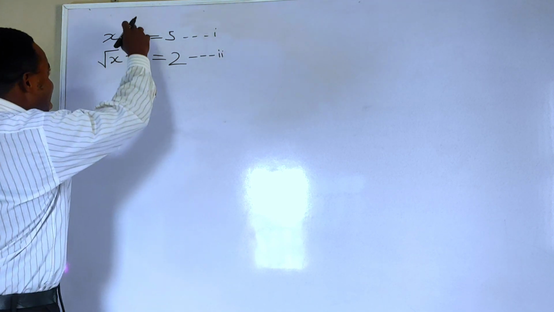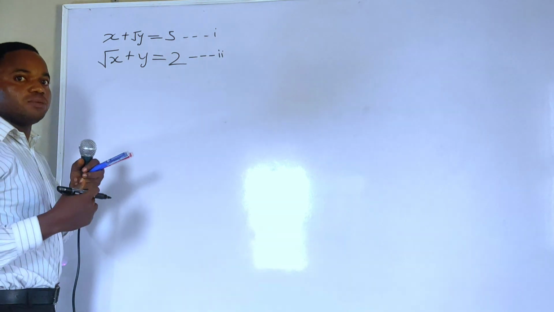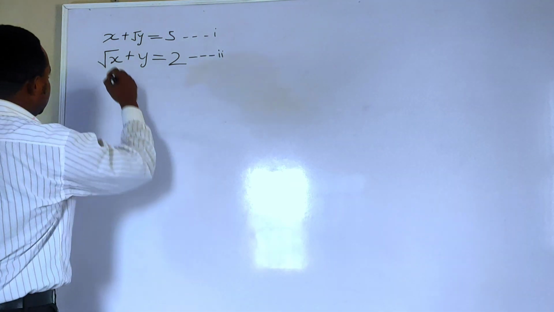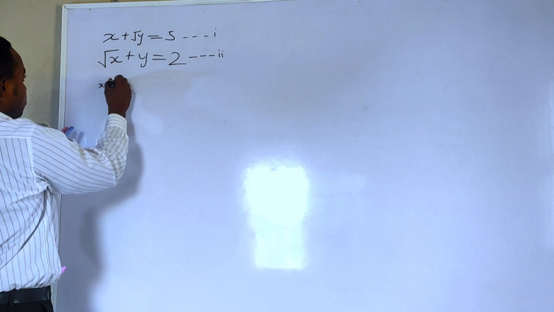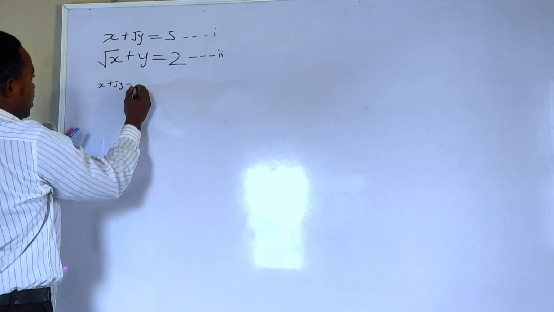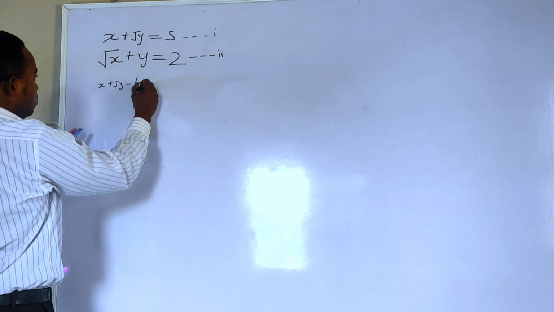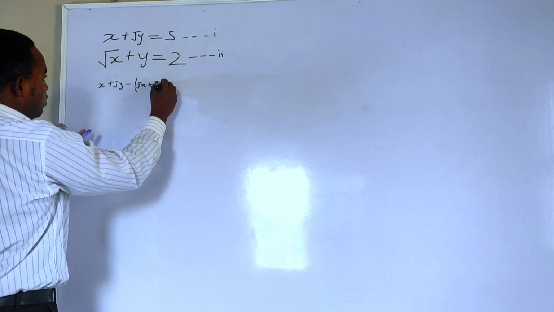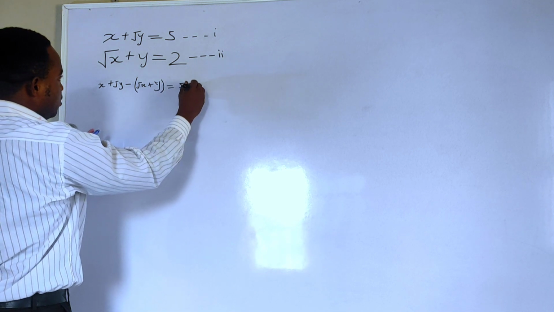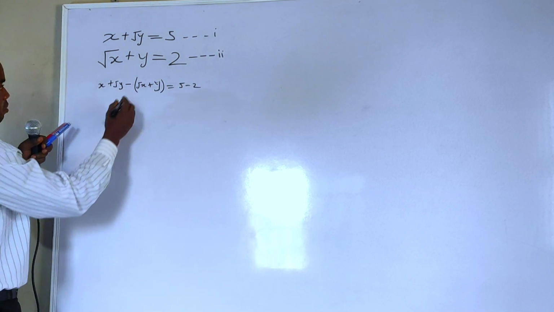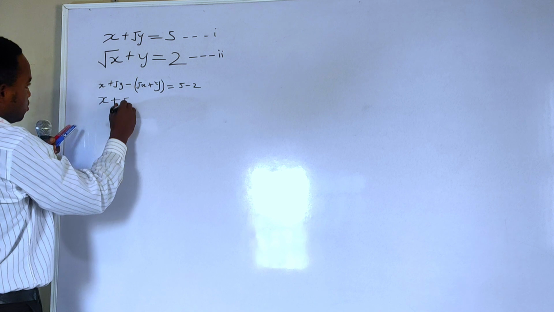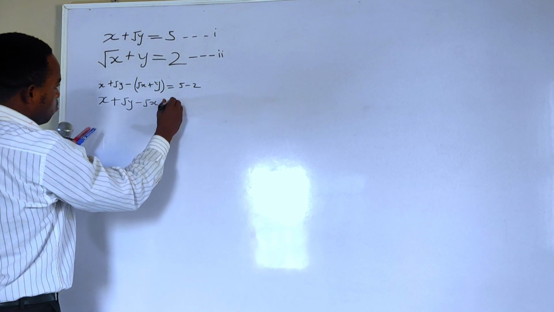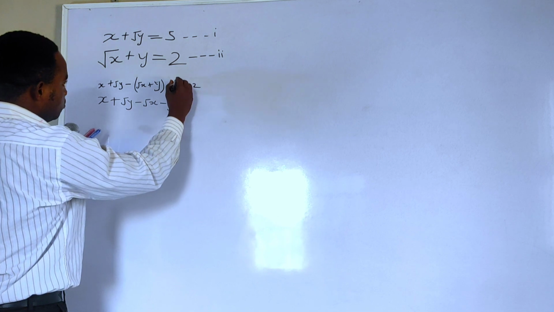Next, we can either add the two equations or subtract them. I'll choose to subtract, such that we have x plus the square root of y, minus the square root of x plus y, is equal to 5 minus 2. When we open this, we have x plus the square root of y, minus the square root of x, minus y, is equal to 3.